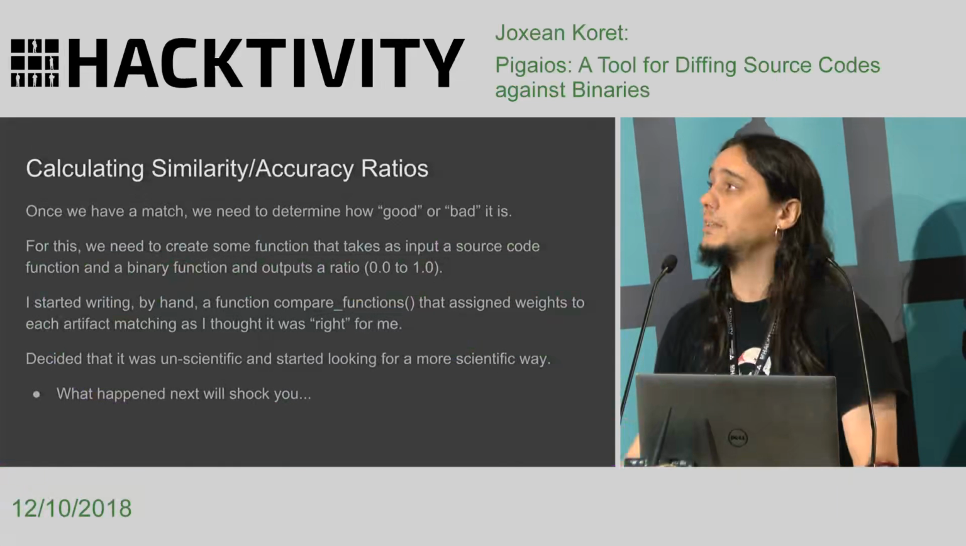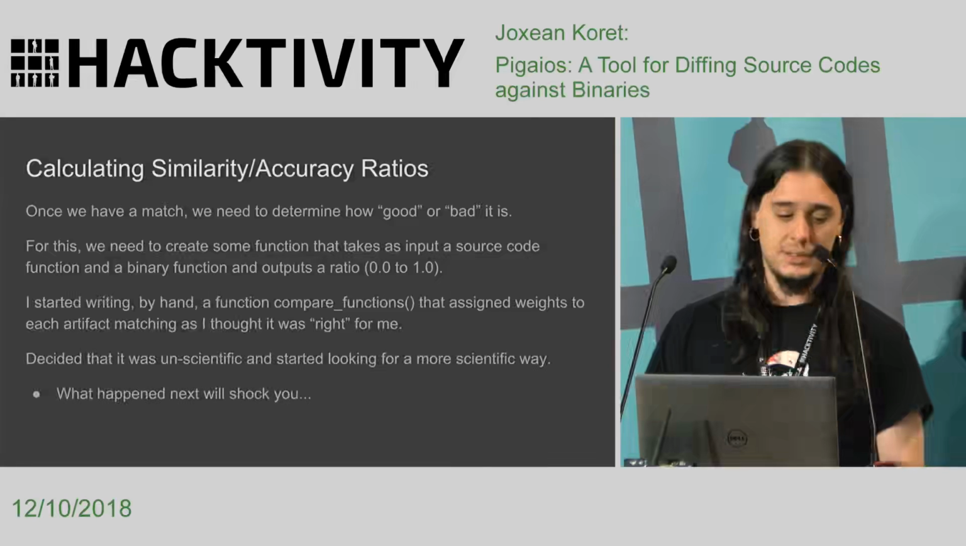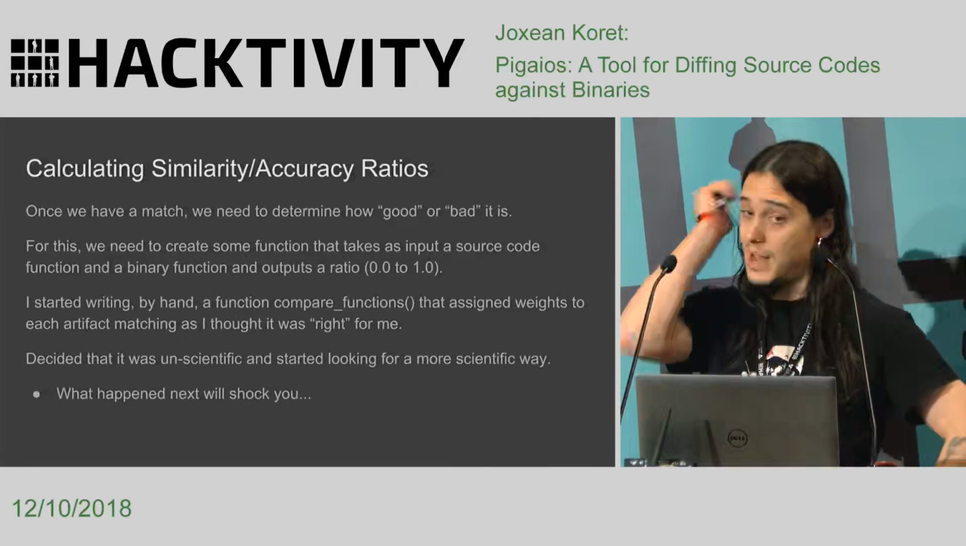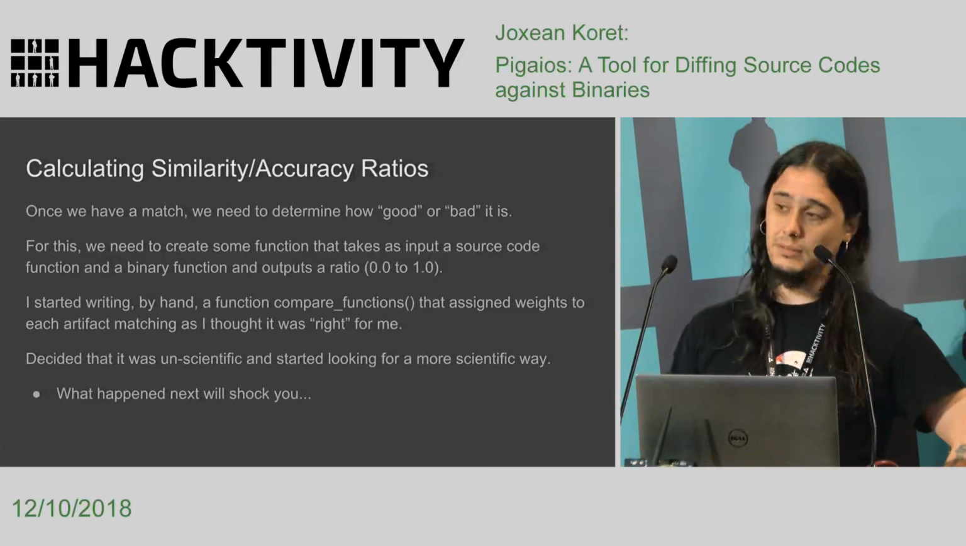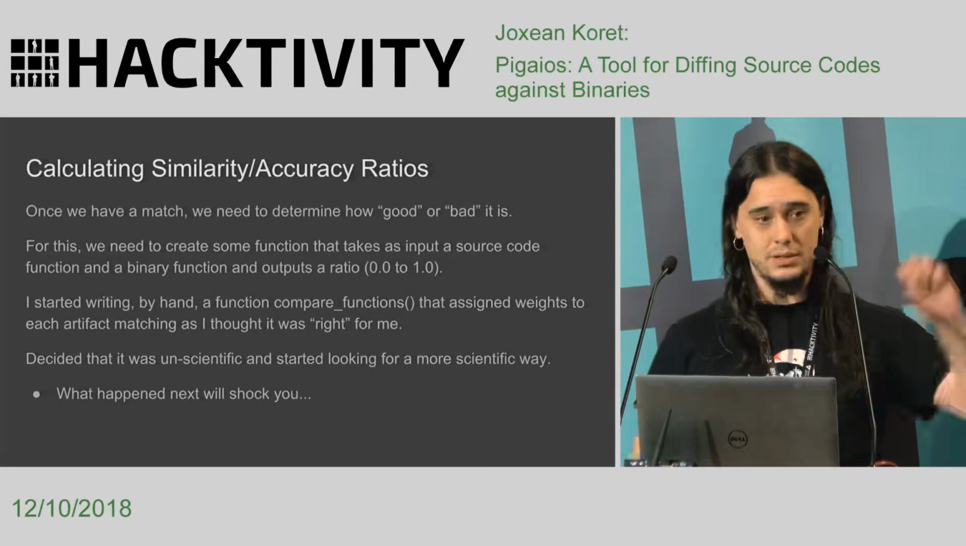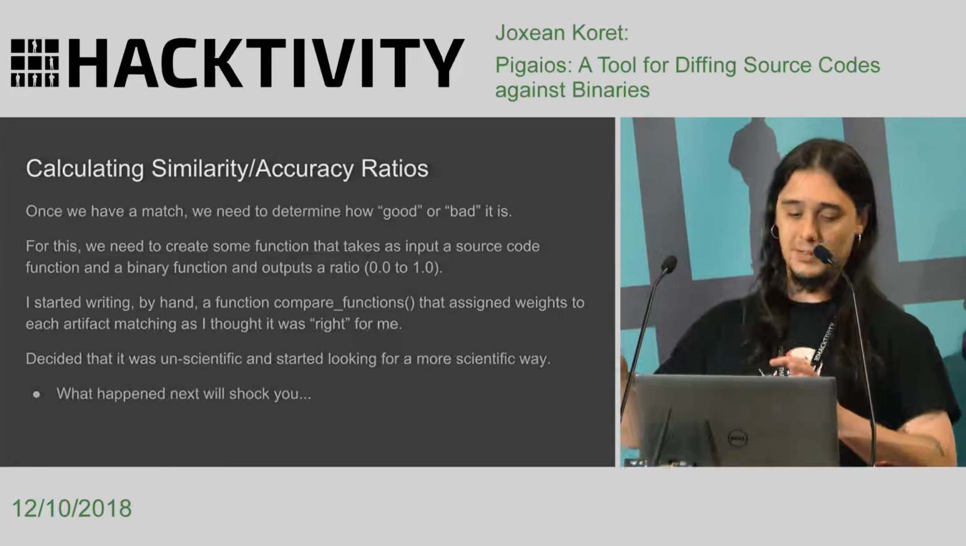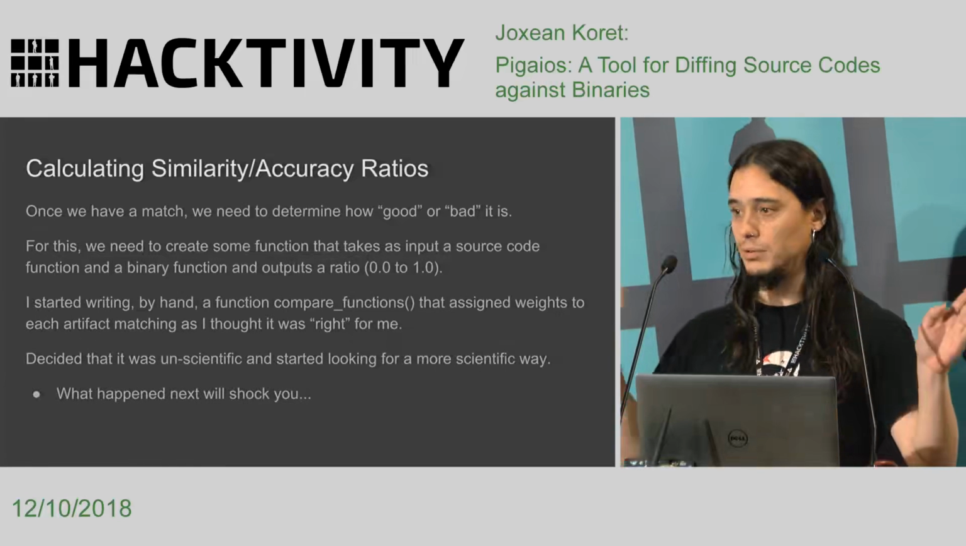So, calculating a similarity or accuracy ratio. Once we have a match, we need to determine how good or bad it is. For this, we need to create some kind of function that takes as input the source code function and the binary function and outputs a ratio from 0 to 1.